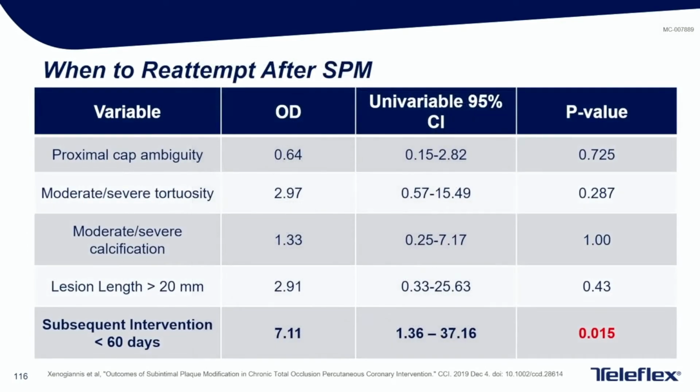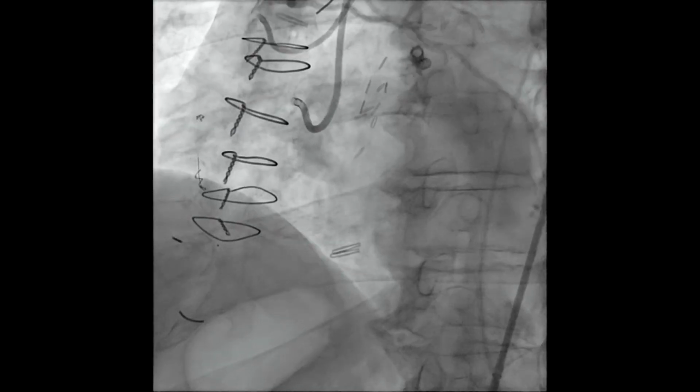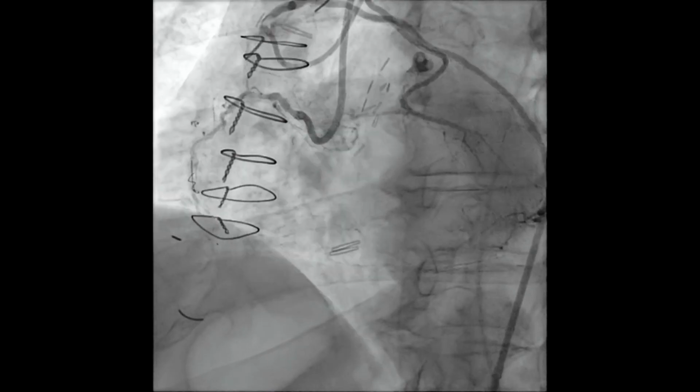So this has been studied with regards to what factors will increase the likelihood of us having successful CTO PCI after subintimal or extra plaque modification. The factor that came to be most significant with regards to failed attempts is if you come back within 60 days, that decreases your chances of getting this done successfully. So by routine, we'll wait 61 days or longer, but not too much longer than that, and bring the patients back. So came back in 2 months or so after the index procedure.